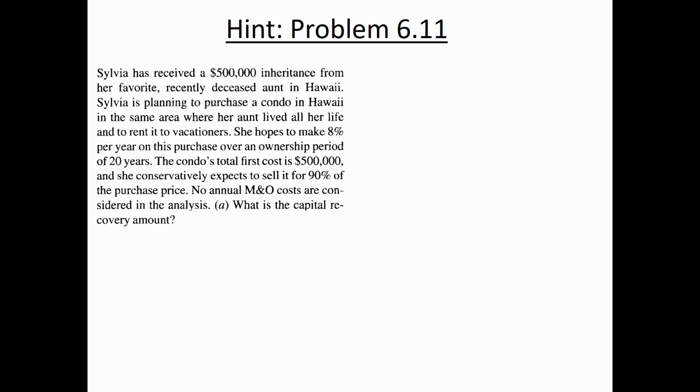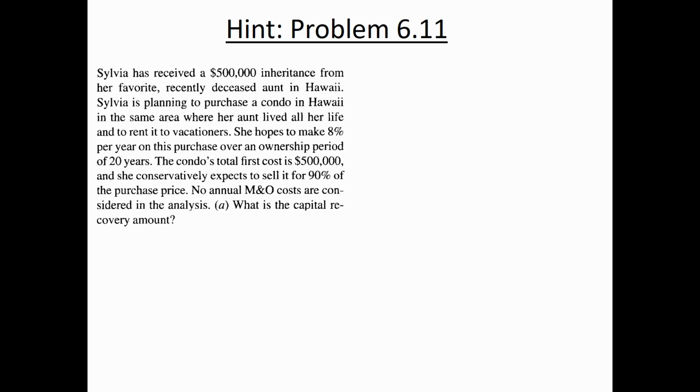And so what it's saying is that this person is getting some money from an inheritance, and they're taking the money and they're spending it. So in year 0, they're spending $500,000. So there's an expense. P is $500,000.